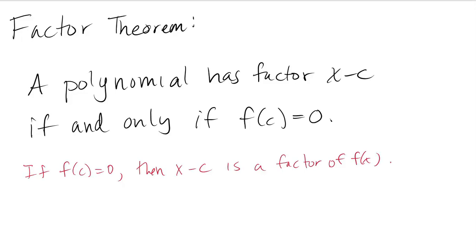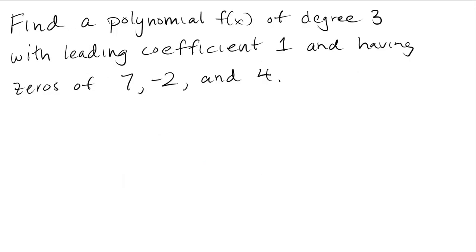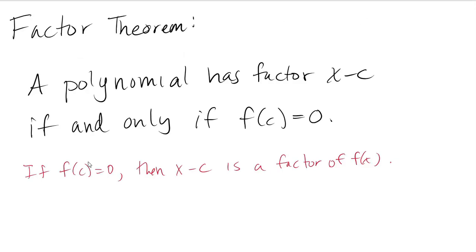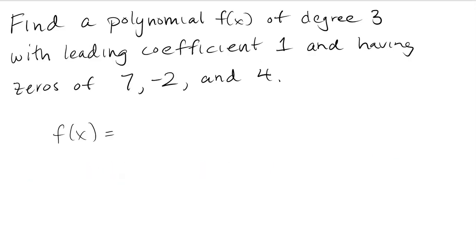Now, how would you use that? Well, we'd use that when we're trying to construct a function. Here's an example, very generic, no application here. Find a polynomial f of x of degree 3 with leading coefficient 1 and having zeros of 7, negative 2, and 4. How would we do that? Well, one direction of the factor theorem says if f of c equals 0, then x minus c is a factor of the function. Since 7 is a 0, that means that x minus 7 must be a factor of f of x. It has to be.